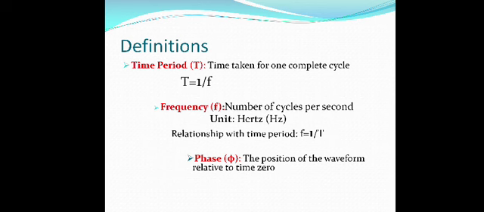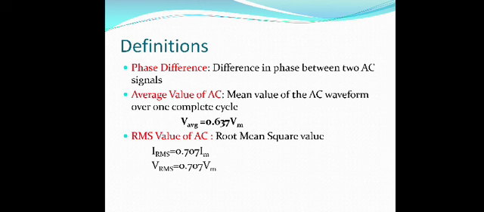Next, phase. Phase is denoted with the letter phi. It is the position of the waveform relative to time 0. Exactly at time 0, the waveform is measured, and the angle between time 0 and the position of the waveform is calculated as the phase angle. Next, phase difference. The difference in phase between any two AC signals we can call the phase difference.